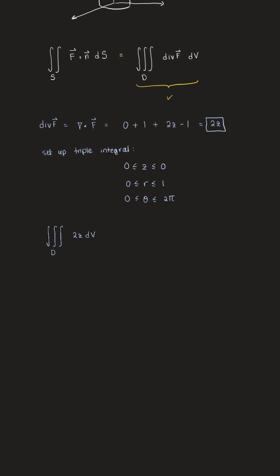And since we're using cylindrical coordinates, we can set the outside integral to be our integral with respect to theta from 0 to 2 pi, our middle integral to be our integral with respect to r from 0 to 1, and our innermost integral with respect to z. I don't know why I wrote from 0 to 0 here, but it should be from 0 to 3, the height. So from 0 to 3 of 2z dV, but dV here will be r dz dr d theta because we're using cylindrical coordinates.